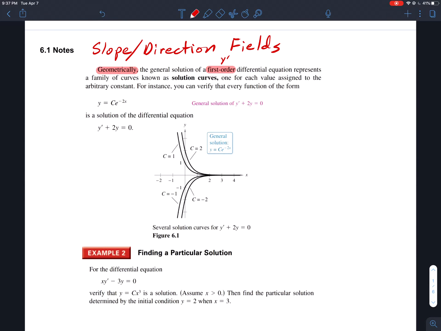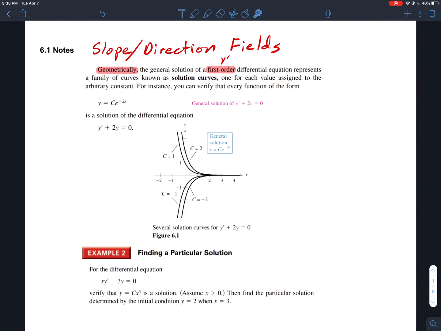That's the general solution. One for each value, so there's one curve for each value that is assigned to the arbitrary constant. So if I take this equation, which we dealt with a little earlier, and I just change the c value, then the general solution would be the collection of all curves with the defined c value. And so there's an example of it here. If I let c be 1, I get this curve. If I let c be 2, I get this curve. If I let c be -1, I get that curve. If I let c be -2, I get this curve. And of course, there are infinite possibilities for what you could let c be.